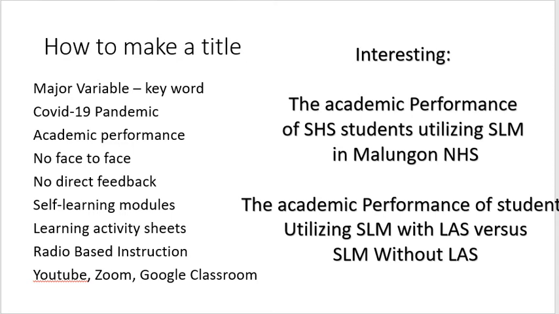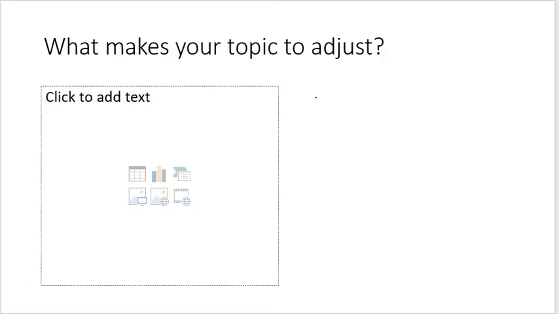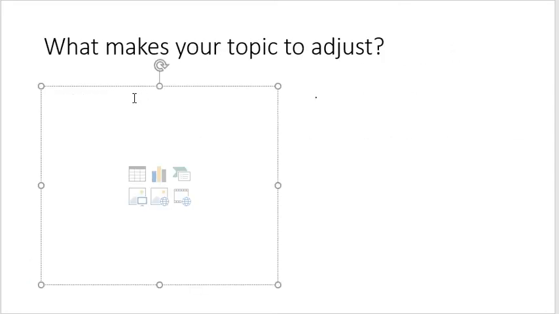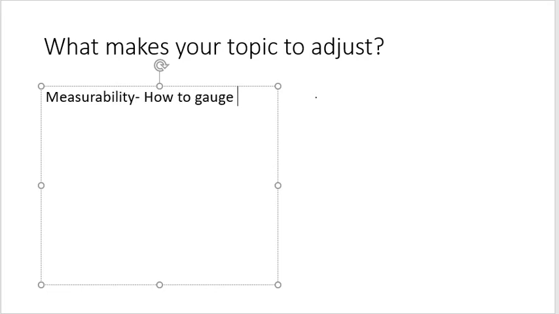Why? Because there are a lot of things to consider. Why is it not the final one? So the first is interesting. The second is specific. That is IS. And the third is the measurability. Measurability, so this is where we determine how to measure or gauge the result, the response.